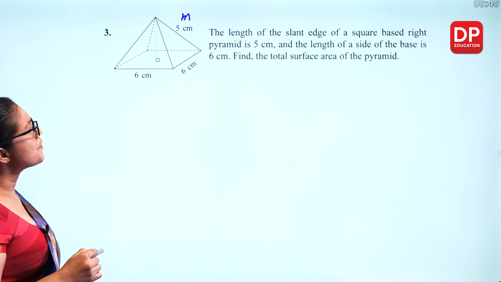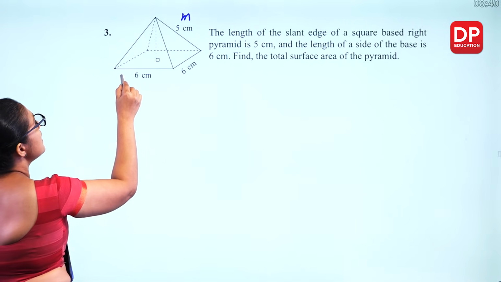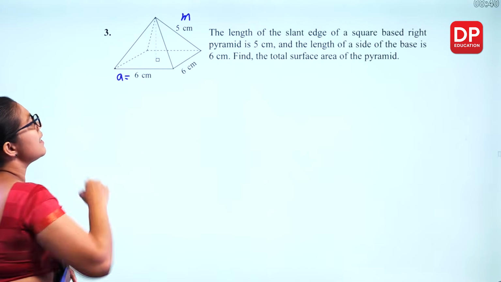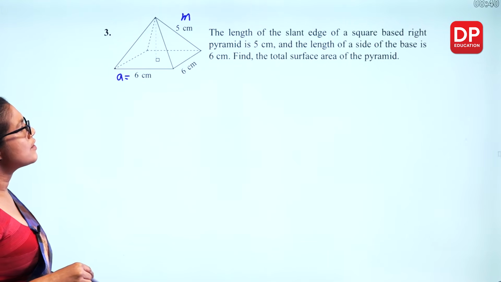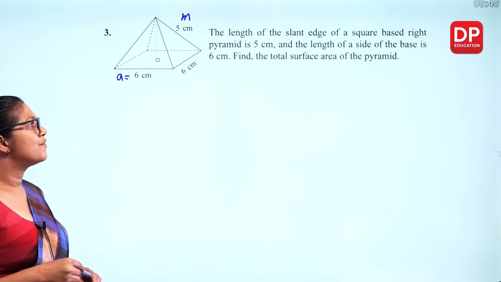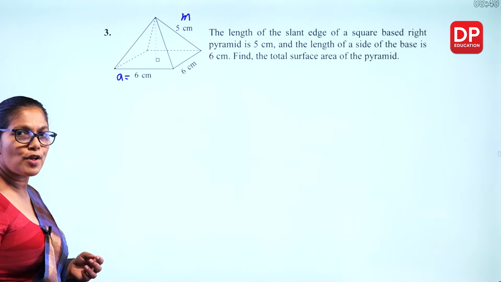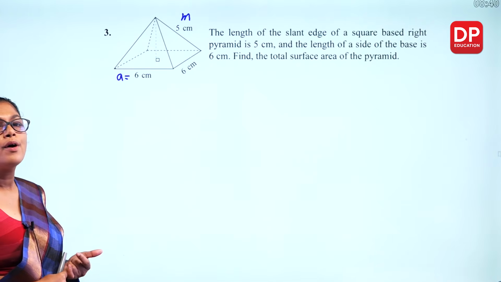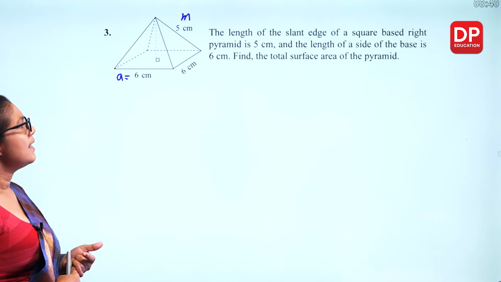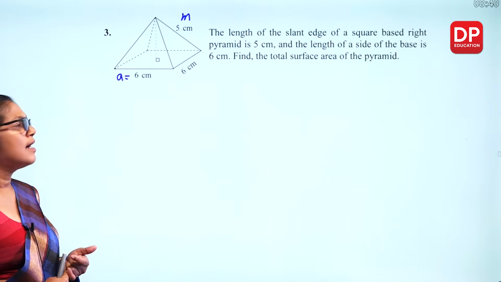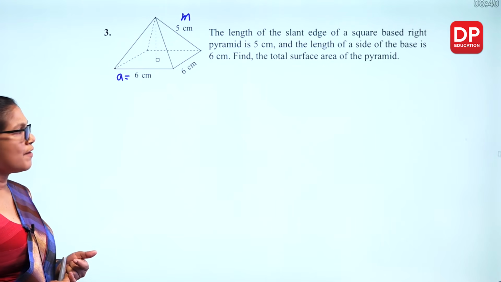Then the length of side of base is given, 6. A is 6. Find the total surface area of the pyramid. Now you can't apply the formula because we don't know the length L. L is the perpendicular height of the triangular face.